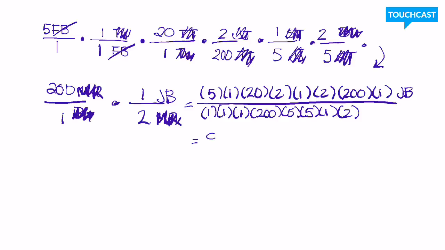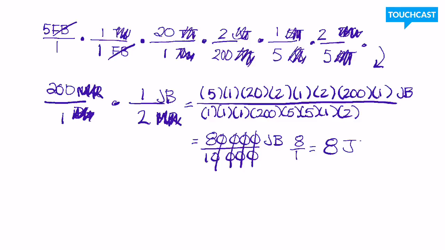I get 80,000 Jabberwocks over 10,000. And you can divide that with your calculator, or you can remember from math that if a 0 is on the top and the bottom, you can get rid of it. So that gives us 8 divided by 1, which is 8 Jabberwockies. Good job if you got the right answer. If not, go back and check your work.